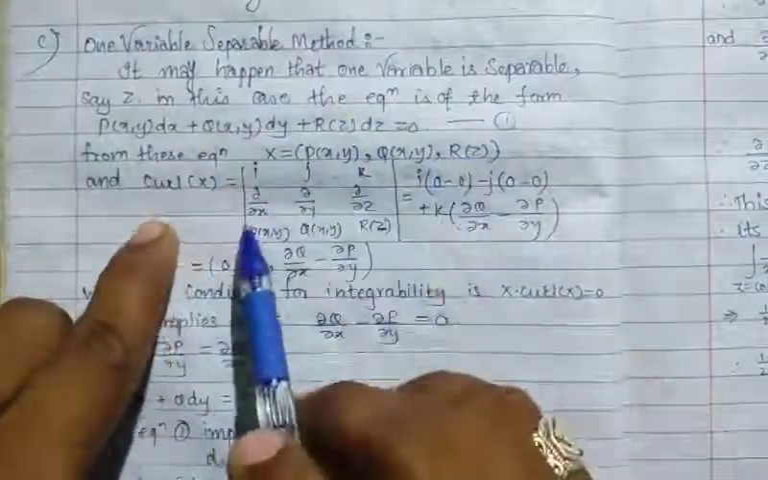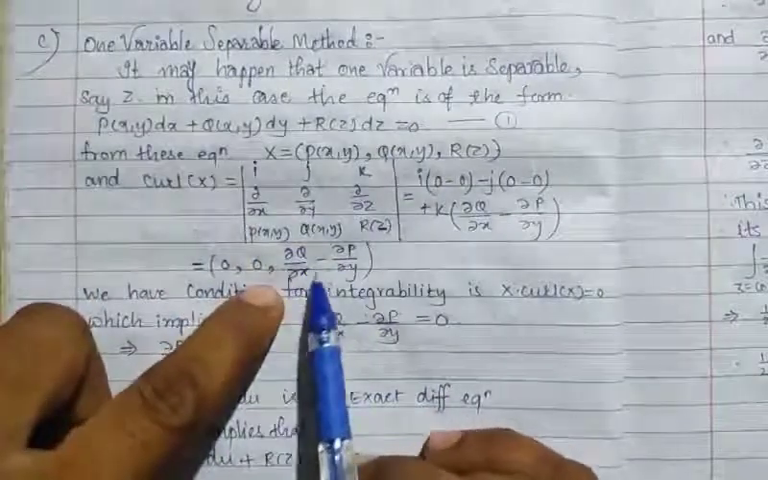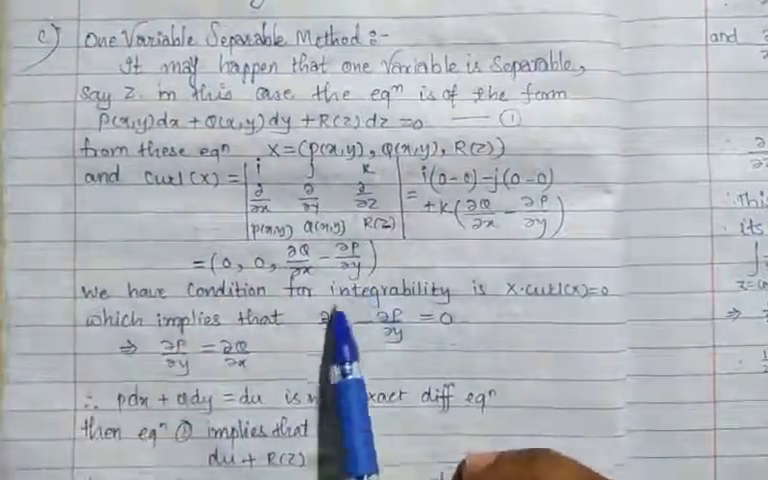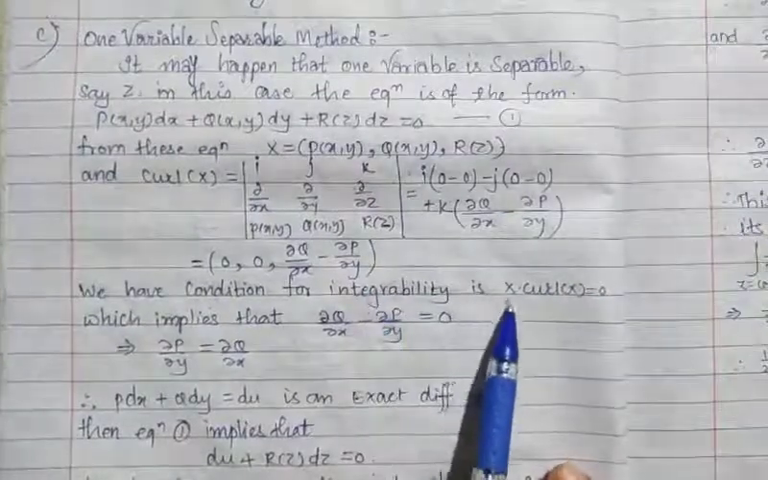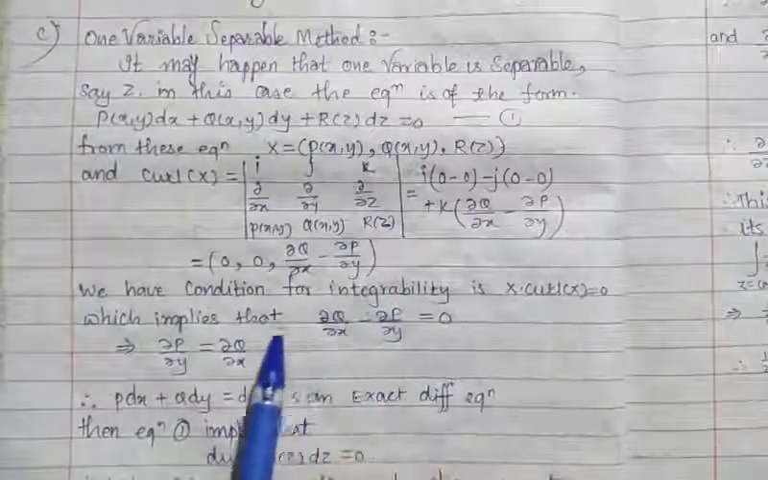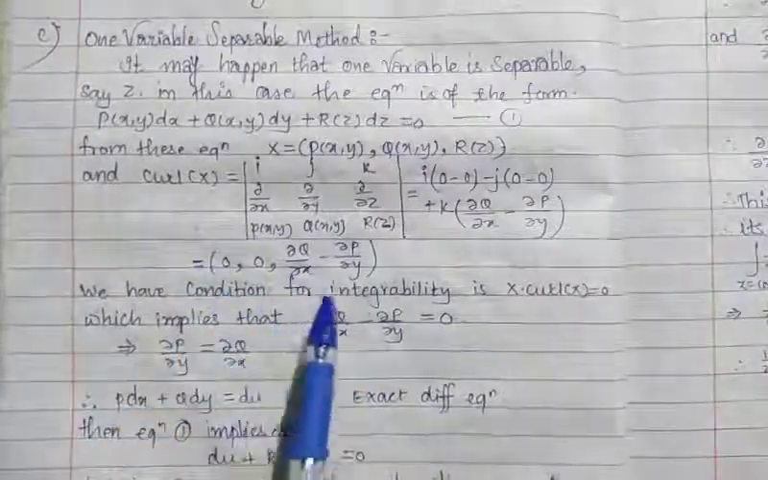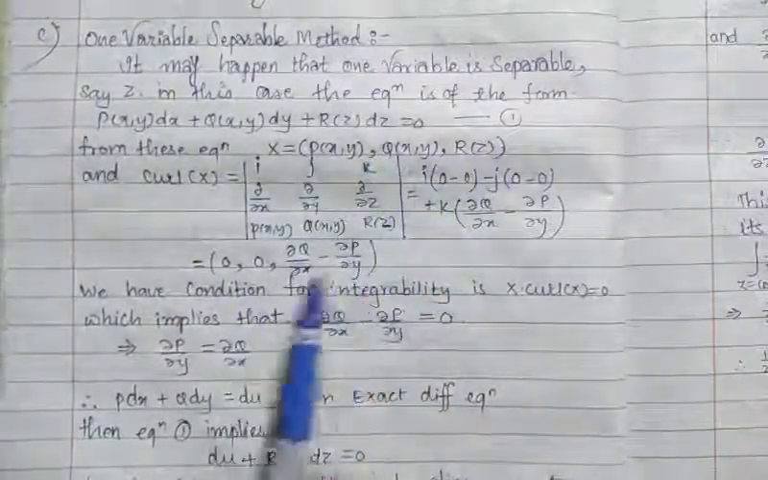and from that we calculate its curl. So its curl is 0, 0, ∂Q/∂x minus ∂P/∂y. Now we have the condition for integrability. What is the condition? X dot curl X is equal to 0, which implies that X dot curl X is 0. So here, this is the value of P and this is the value of curl X.